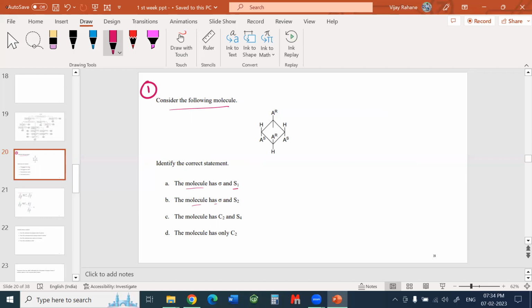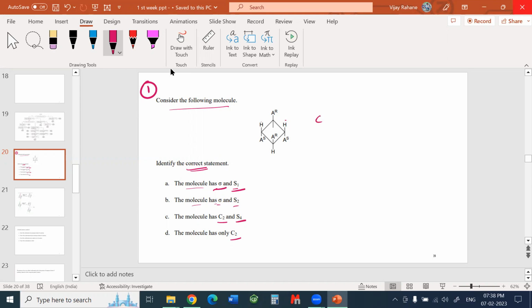Wait a minute. Here we need to consider this molecule. They ask whether it has the sigma S1; we need to identify which is the correct statement. Sigma S1, sigma S2, C2, and S4. The molecule has C2. So you need to verify all these things, right? We need to identify which is the correct statement. Here we can see this molecule. So hydrogen is there. Here is also hydrogen.